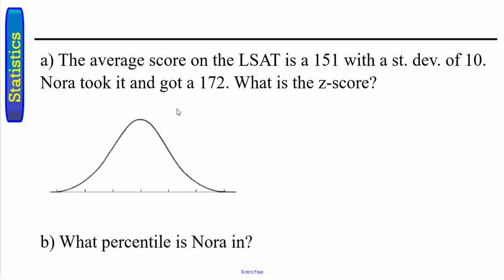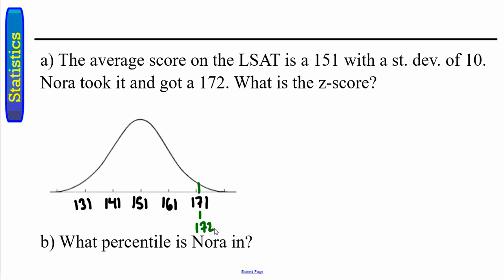Well, I would always recommend you draw the actual normal curve. So sketching a normal curve, in the middle is going to be our average. In this case, it was a 151. And the standard deviation is 10, so this would be 161, 171. Going this way is 141, 131. We want to know what Nora's z-score was. Nora scored a 172, so right past the 171, we want to know what is the z-score for a 172.